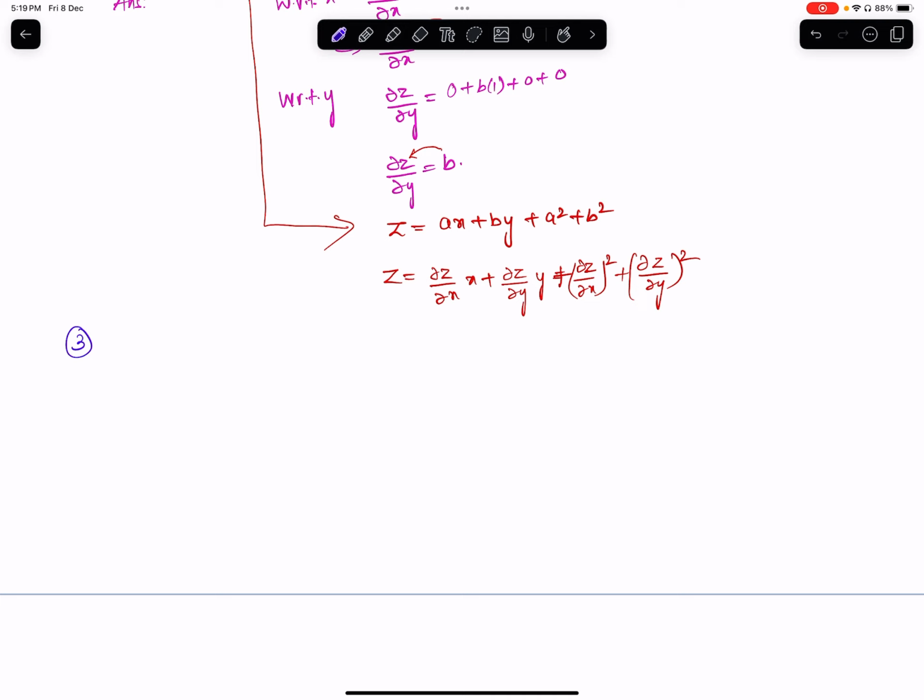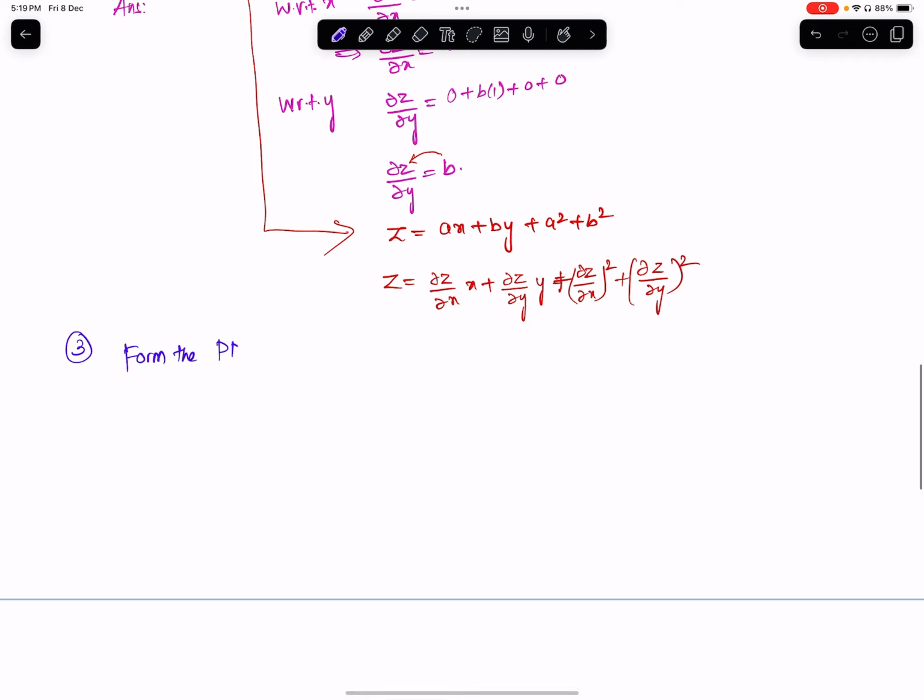So what is the third one? Form the PDE from z equal to x square plus a, y square plus b.